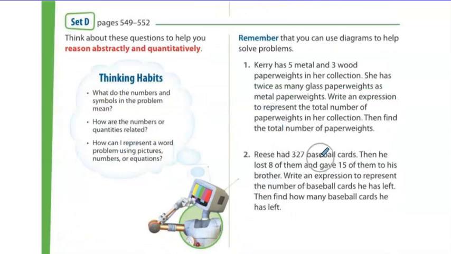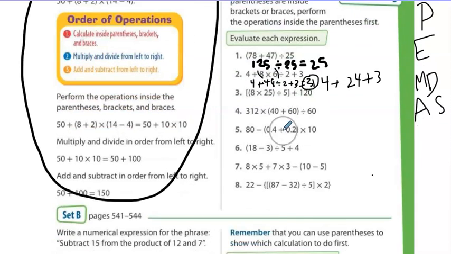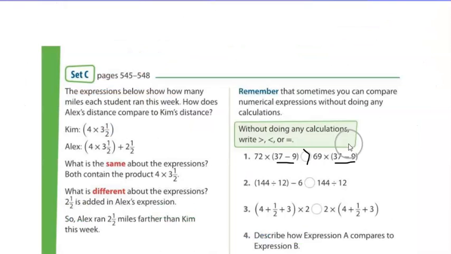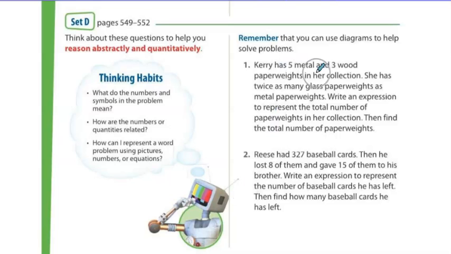Down below, you're going to be putting together the two different parts that you did on part A and part B. So what you're going to be doing is first figuring out what your number sentence or equation should look like. So Carrie has 5 metal and 3 wood paperweights in her collection. She has twice as many glass paperweights. Write an expression. So the first thing you want to do is write an expression. So she has 5 metal and 3 wood. But she has twice as many glass paperweights, and you want to know the total number of paperweights that she has in her collection.